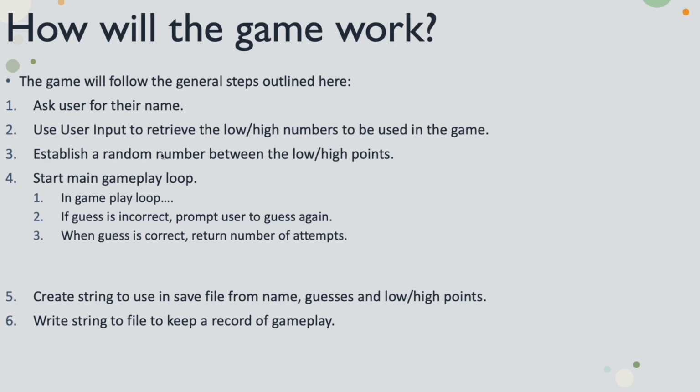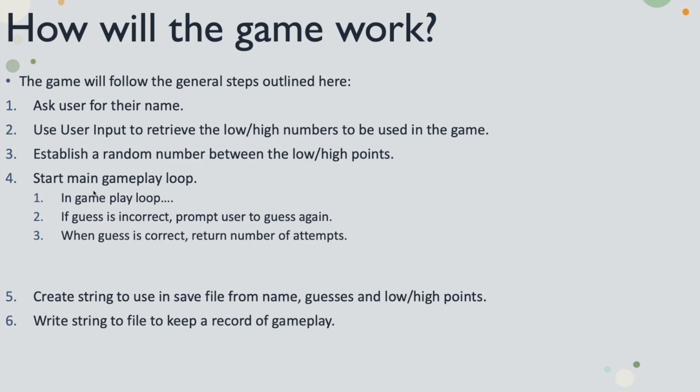So given that we have a random number between x and y, we're then going to create a main gameplay loop to basically ask the user to try and guess what that number is. This loop's going to run and keep going until they get that guess correct. Once they do, we're then going to take the number of guesses they took, the low and the high points and their name, and then write that into a text file to keep a record of gameplay.